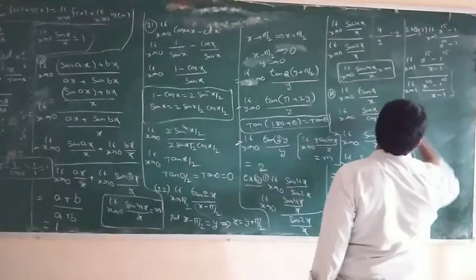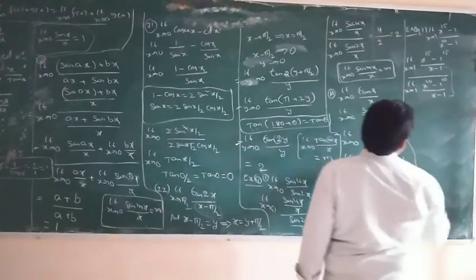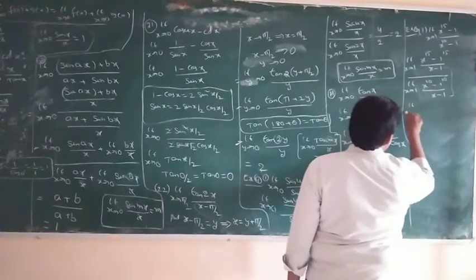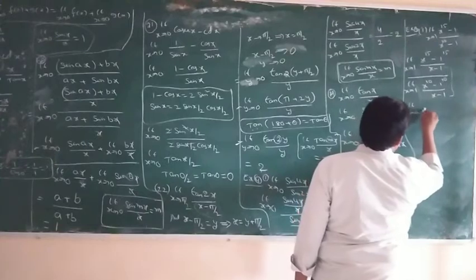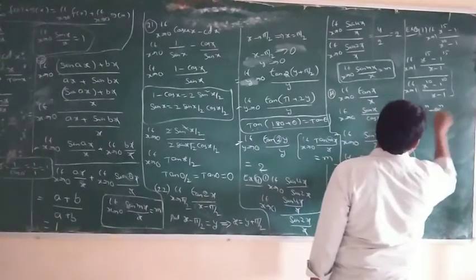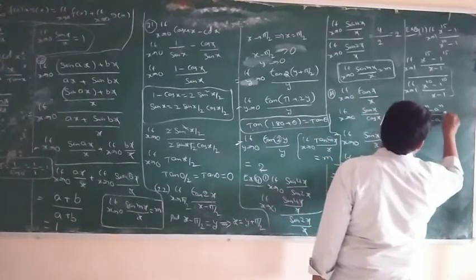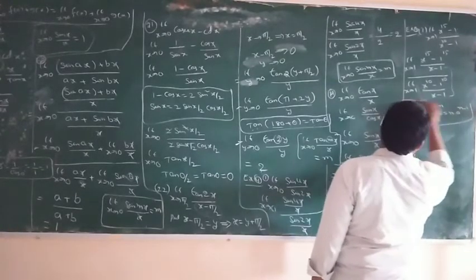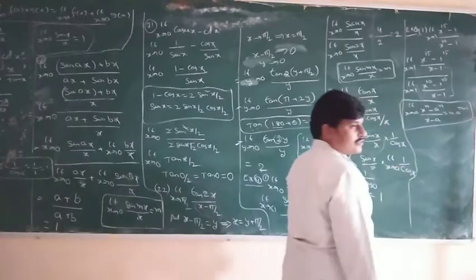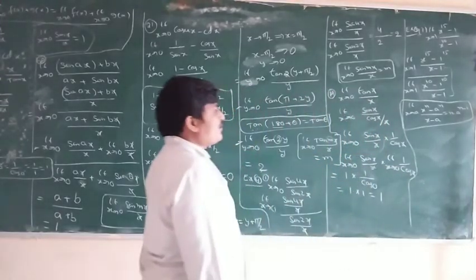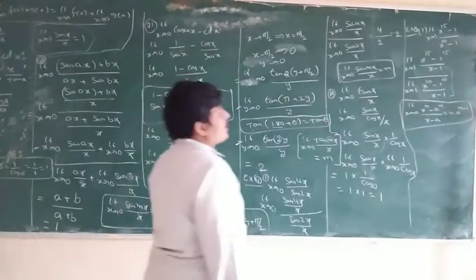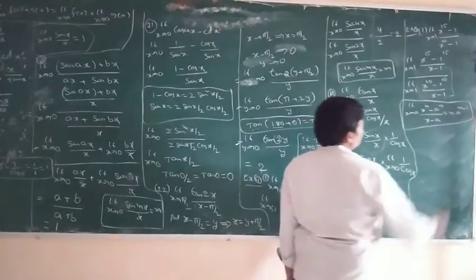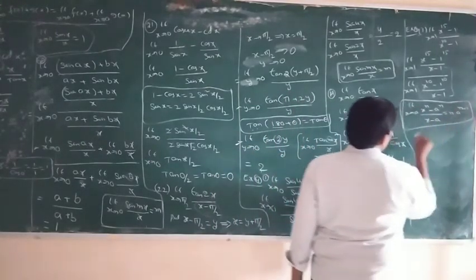So the direct formula: limit x tends to a, x power n minus a power n by x minus a is equal to n into a power n minus 1. This is the first formula in our formulas. Limit x tends to a, x power n minus a power n by x minus a is equal to n into a power n minus 1.